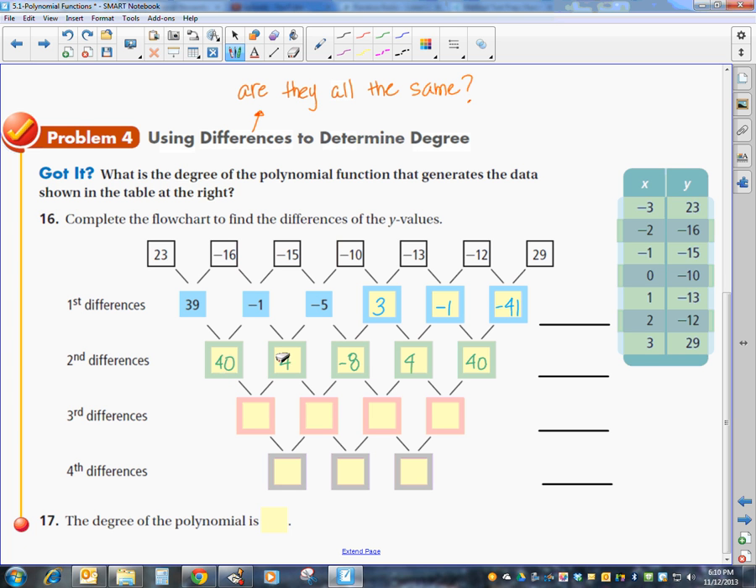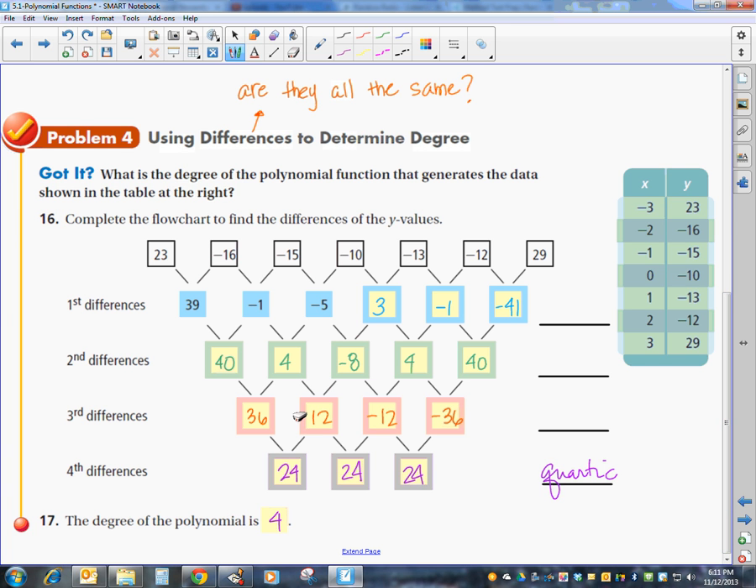Looking at those numbers, 40 minus 4 is 36. 4 minus negative 8, 12. Negative 8 minus 4, negative 12. 4 minus 40, negative 36. And we're going to go one more time to look at our fourth differences. 36 minus 12 is 24. 12 minus a negative 12, 24. Negative 12 minus a negative 36, 24. So the fact that our fourth differences are all the same means that I have a quartic equation, or the degree of my polynomial is 4.